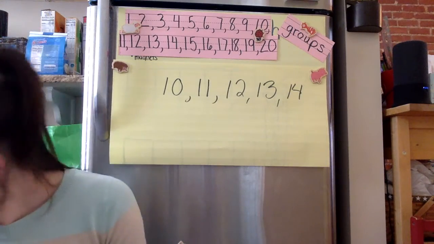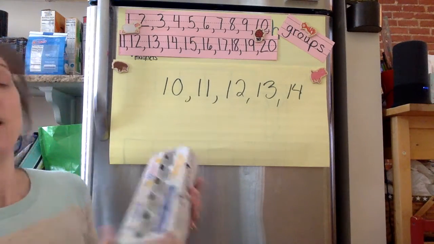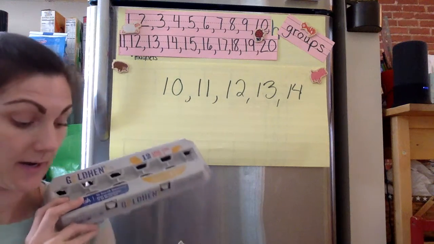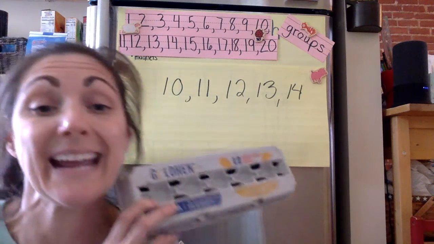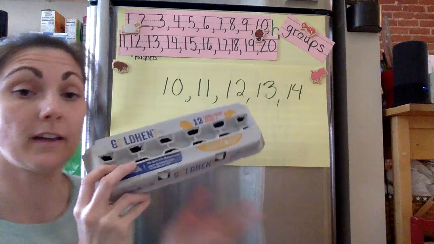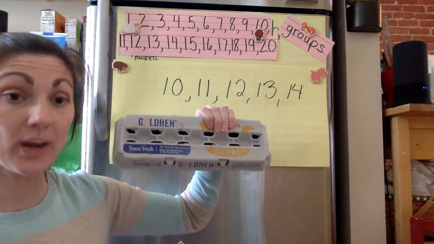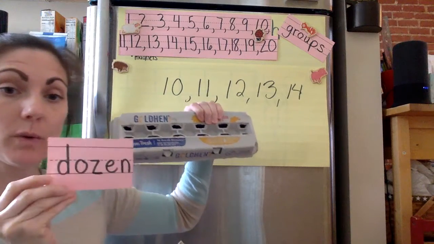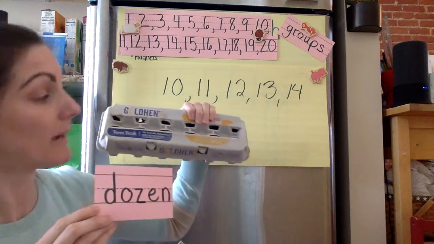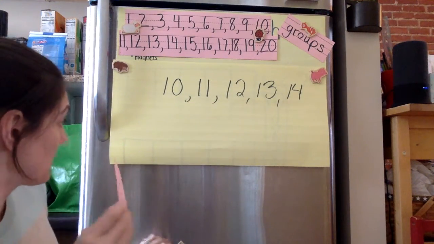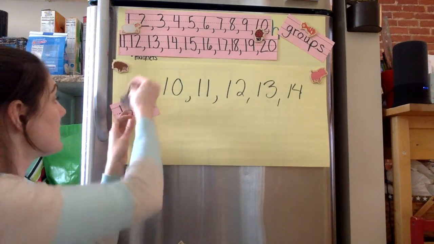So first of all, where did I put my egg carton? I have this egg carton here. Do you know how many eggs you can have in an egg carton before I open it? Does anyone know? You can have a dozen. If you know what a dozen means, a dozen tells you how many eggs you can have in this egg carton. So I'll hang that right here, dozen.